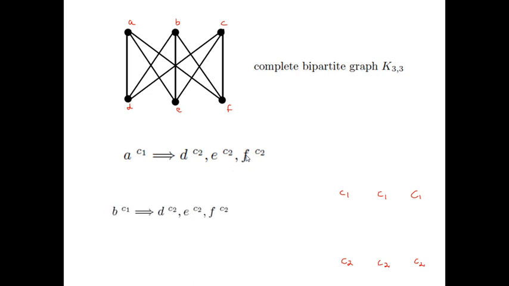Next you can see B. I am giving B the color C1 because these two are not adjacent. D, E, F are already colored, so that is enough. Then C is colored C1 because these are not adjacent. C is adjacent to D, E, F, which are already colored C2, so that's enough. So the coloring requirement for this graph is only two colors, C1 and C2.